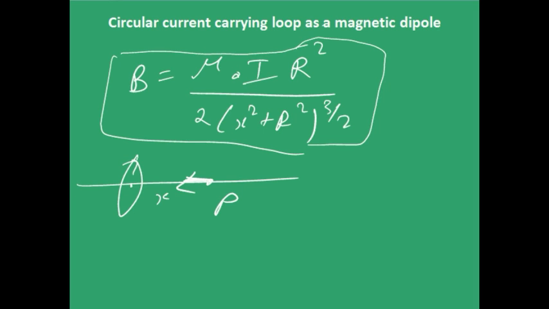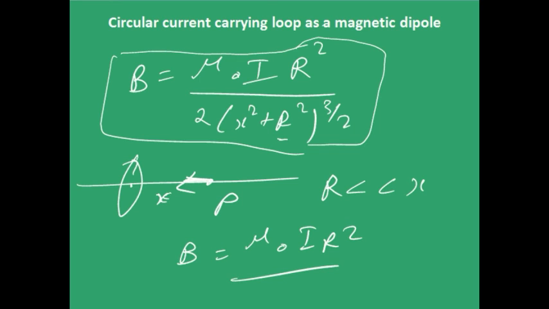Now, what if r is very much less than x? I mean, if you are dealing with distances which are very large when compared to the radius of that loop, then what happens? You can neglect the r term here, and finally you can write the same B as mu naught I r square by 2x cube, right? Hope this is clear. Now, I'll write the same formula in terms of magnetic moment.